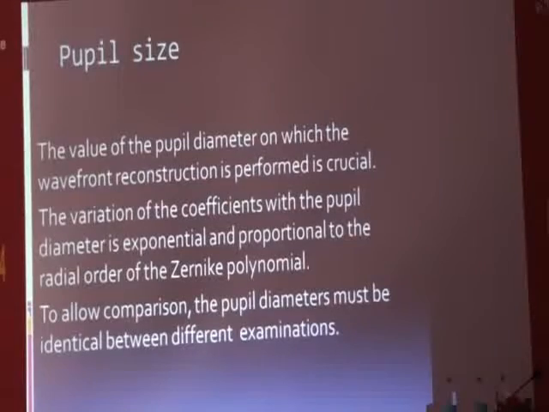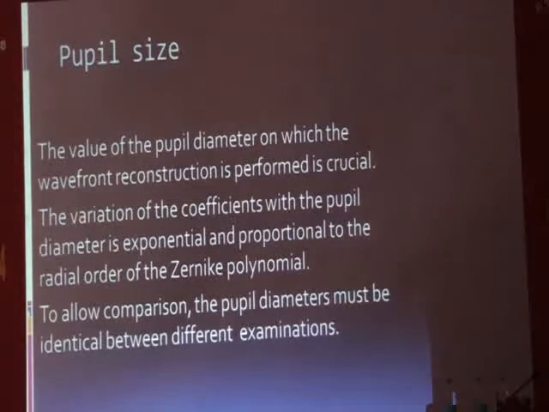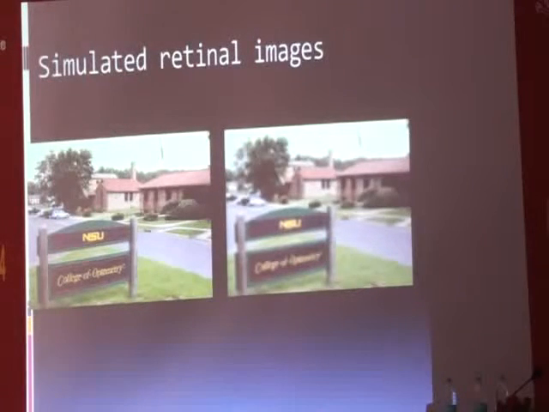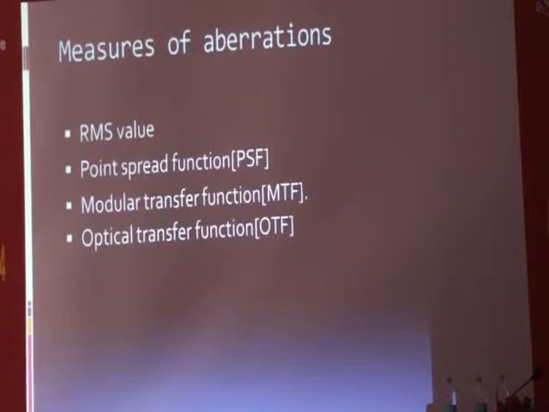So the next important thing here is the pupil size. Pupil size is important because in a photopic pupil, the image that is formed is very good. As the pupil size increases, the aberrations increase exponentially, and that affects the image. So whenever we compare two wavefront analyses, we always have to look at the pupil size. If pupil size is comparable, then the other things are also comparable.